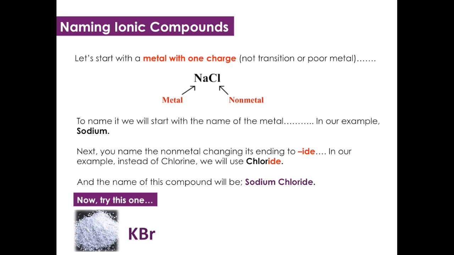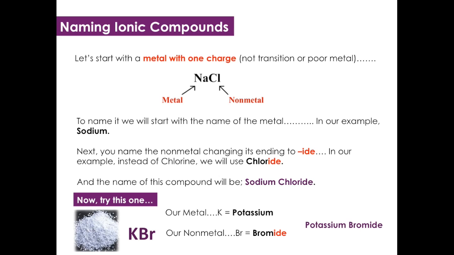Now try this one, KBr. Our metal is K, that is potassium, and our non-metal is Br, that is bromine, and we change the ending to bromide. Putting it together, it will be potassium bromide.